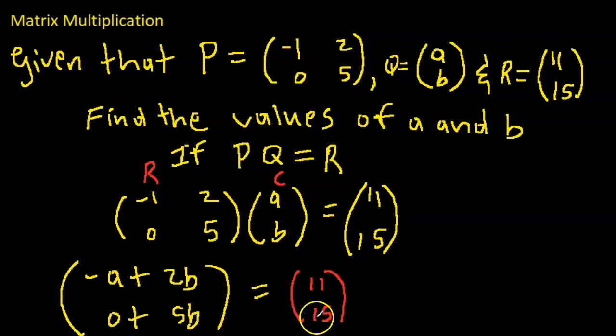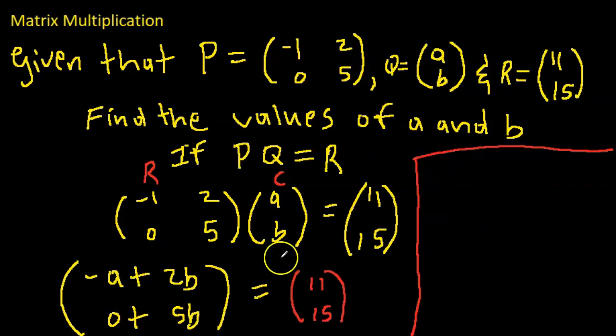Good? Now let me make some space here. Now if you notice, this is 0 plus 5B, and this is negative A plus 2B. So negative A plus 2B is equal to what? The top value here, right? Which is 11. And down here, 0 plus 5B, which is just 5B, equal to 15.